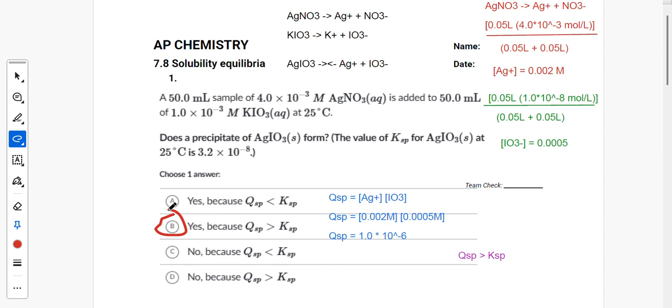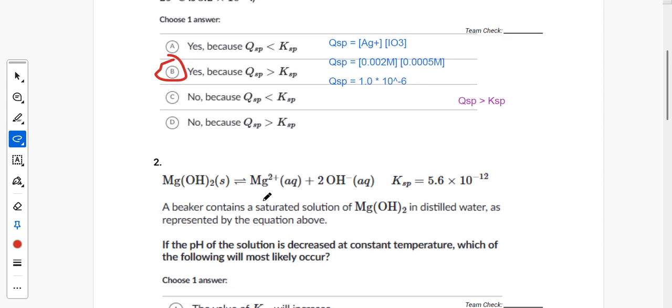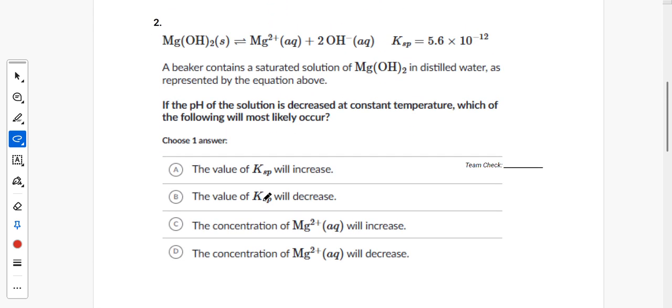That was a lot of work to be able to figure out B. I was really excited that the other problems were not as hard as this. This one was the tough one in my opinion. Number 2, here we go. A beaker contains a saturated solution of magnesium hydroxide in distilled water, as represented by the equation above.